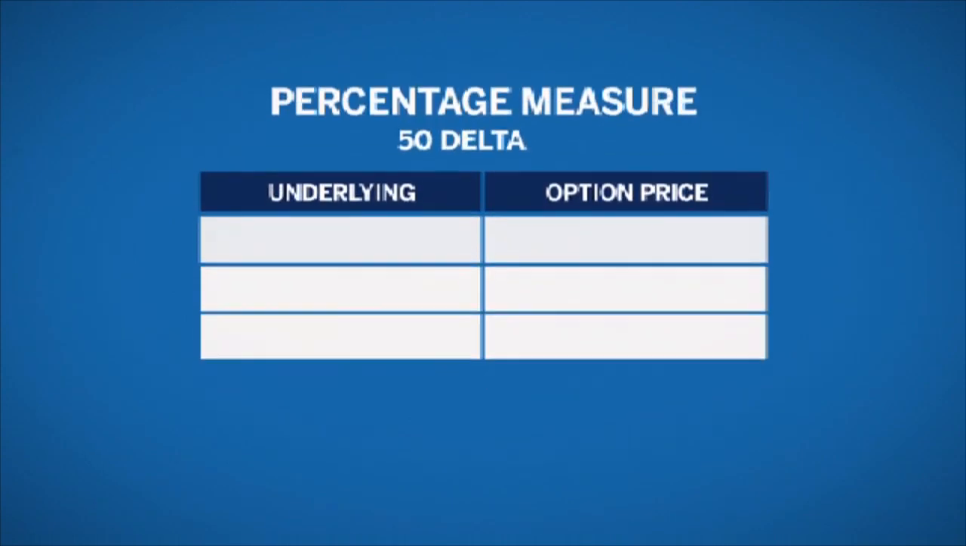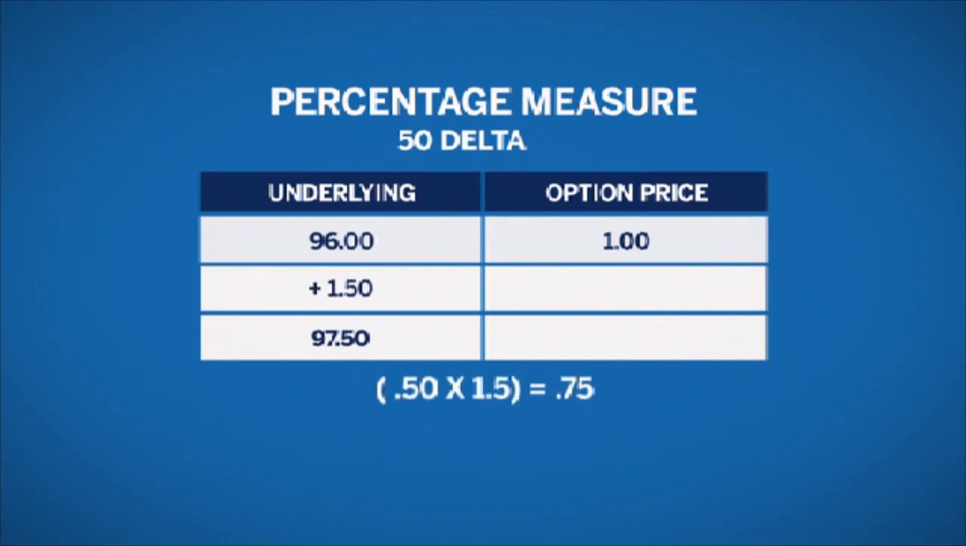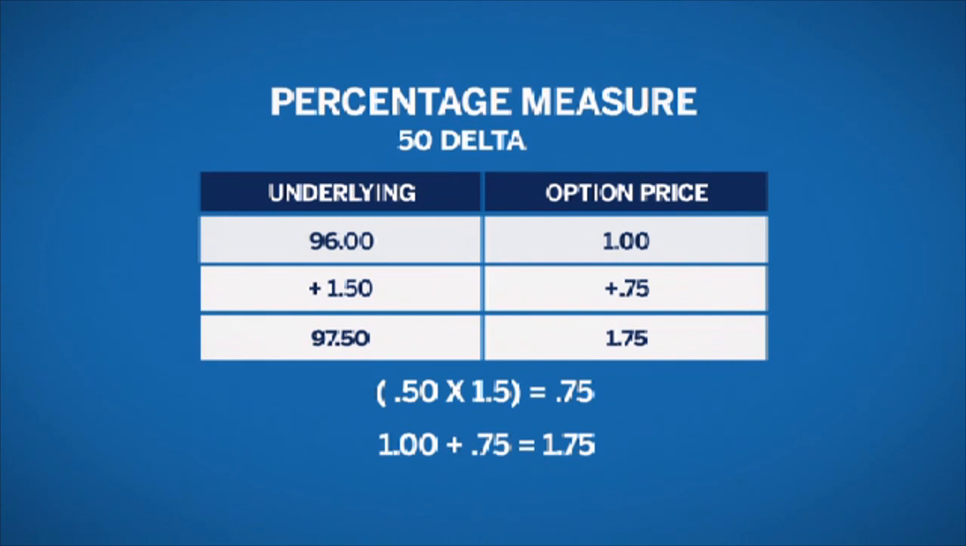Assume we have a call option priced at 1. It has a 0.50 delta, which means whatever the change of the underlying future is, the option will move by 50% of that change. If our underlying futures product moved from 96 to 97.5, this is a 1.5 point move. So our option premium will now change by 50% of 1.5, or 0.75, making the option's new price 1.75.